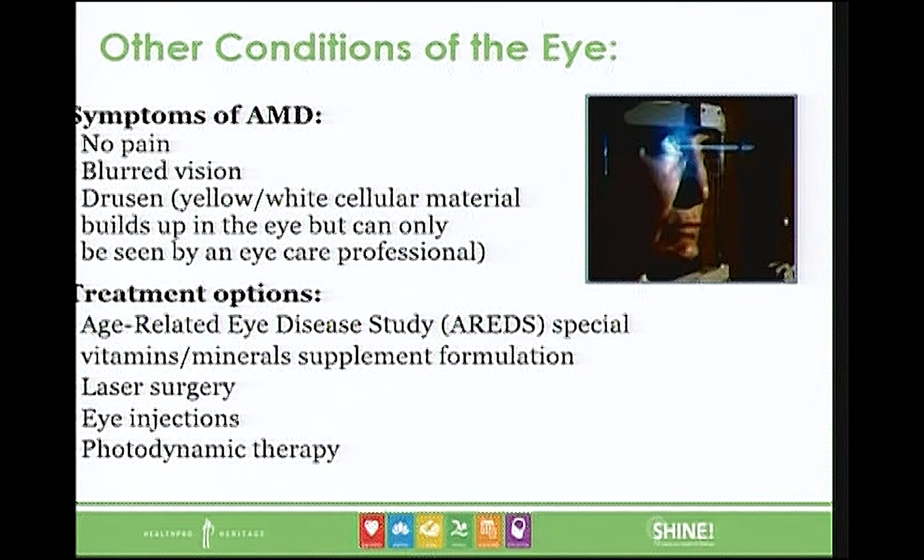Some treatment options for macular degeneration. Age-related eye disease study special vitamins and minerals supplement formulation. So there's all kinds of eye supplements that are out there, and that's a specific one. Laser surgery, eye injections, and photodynamic therapy. So all of those are things that you would need to discuss with your eye care professional.